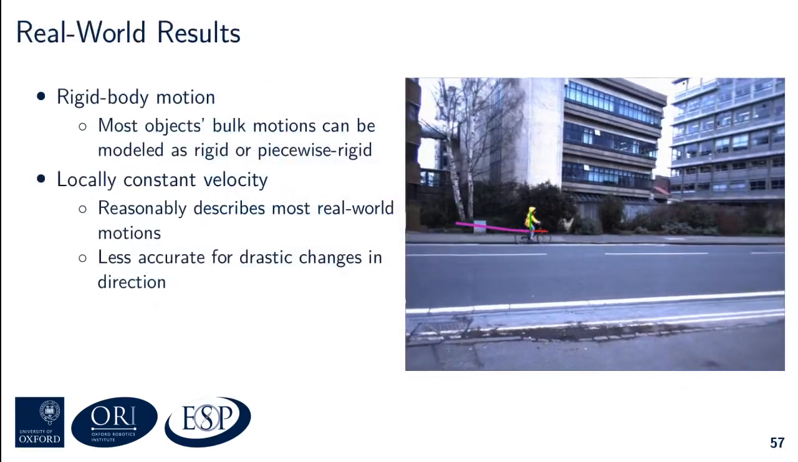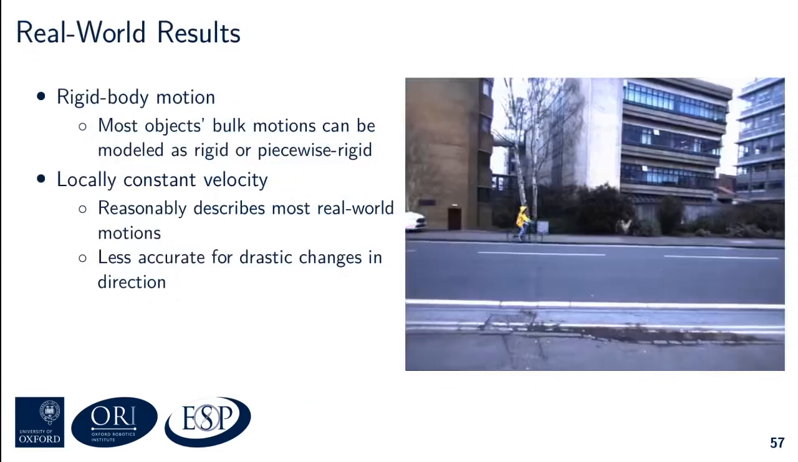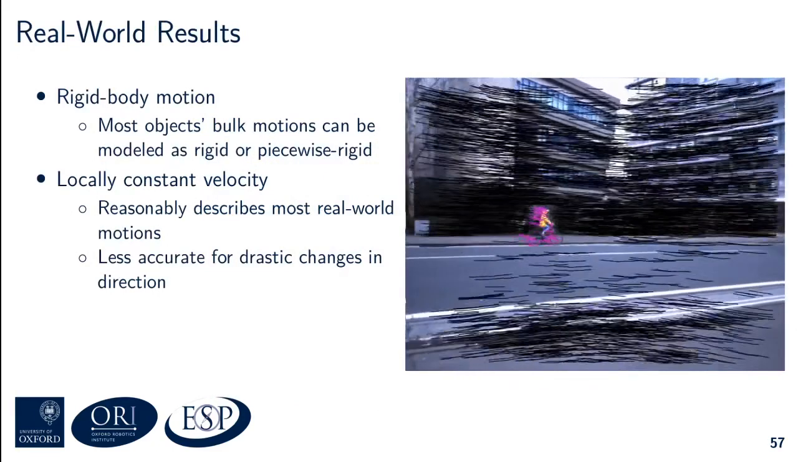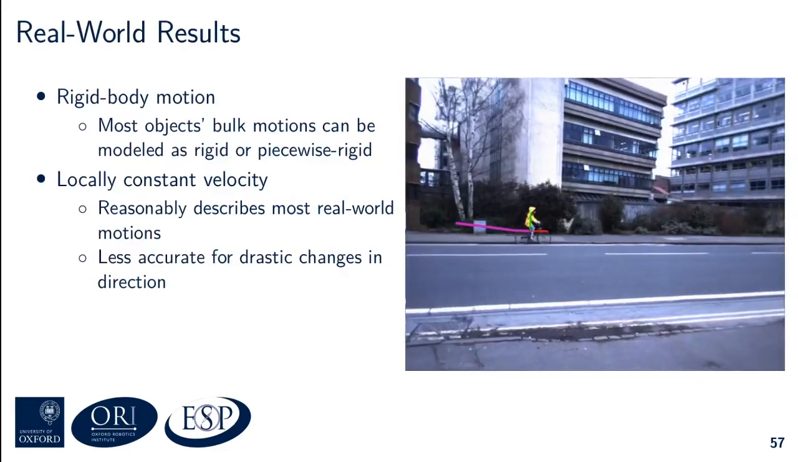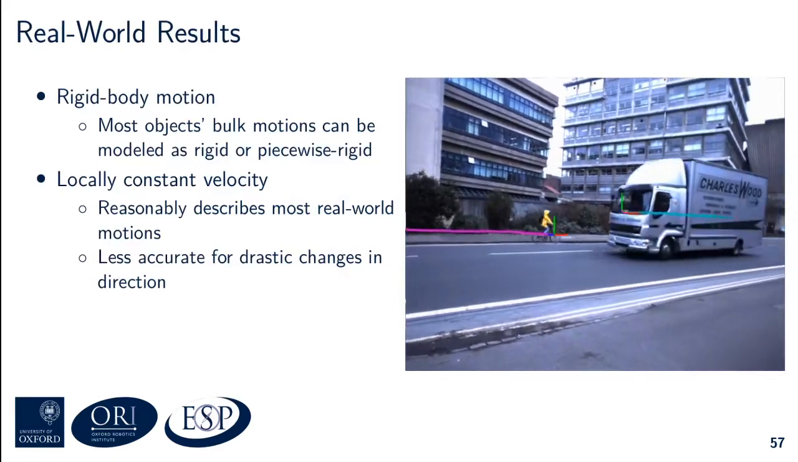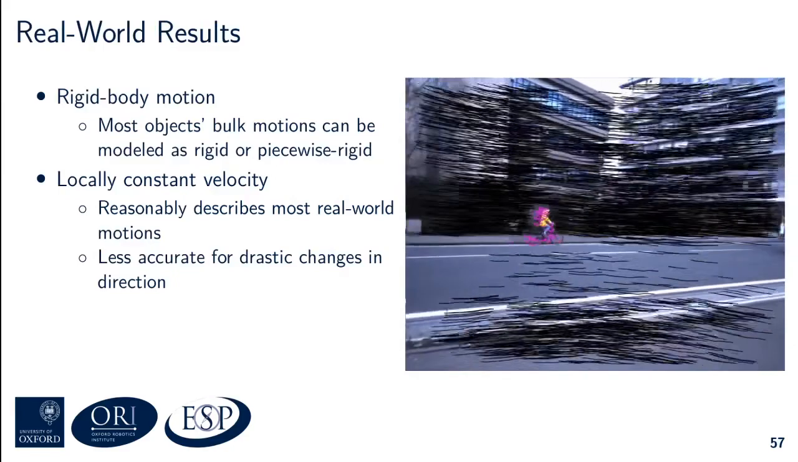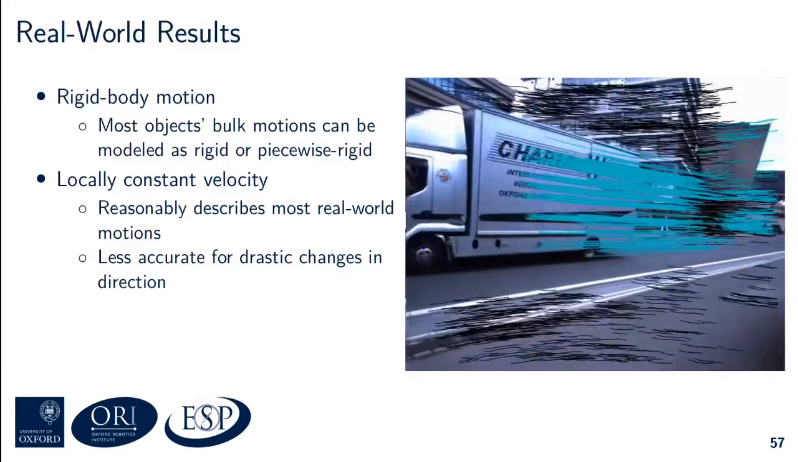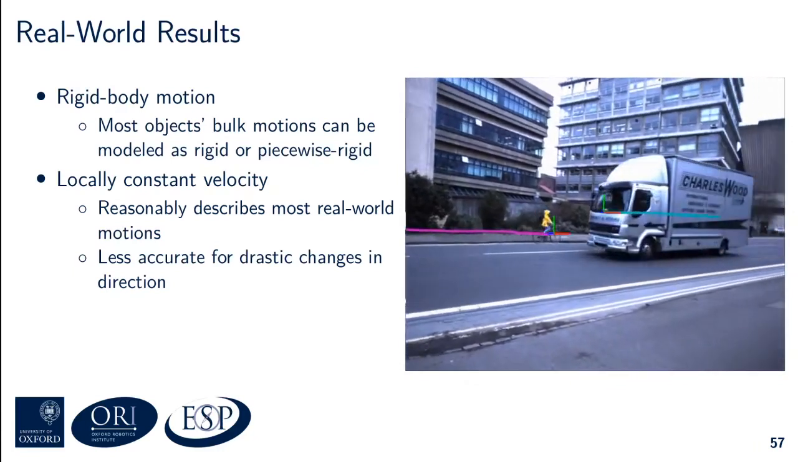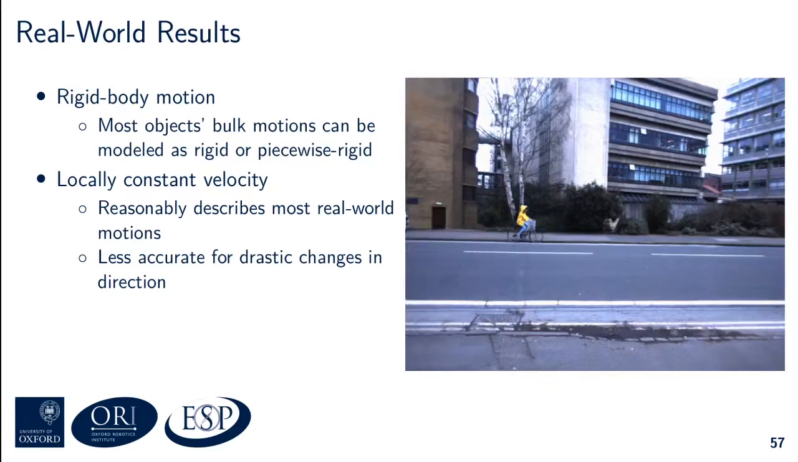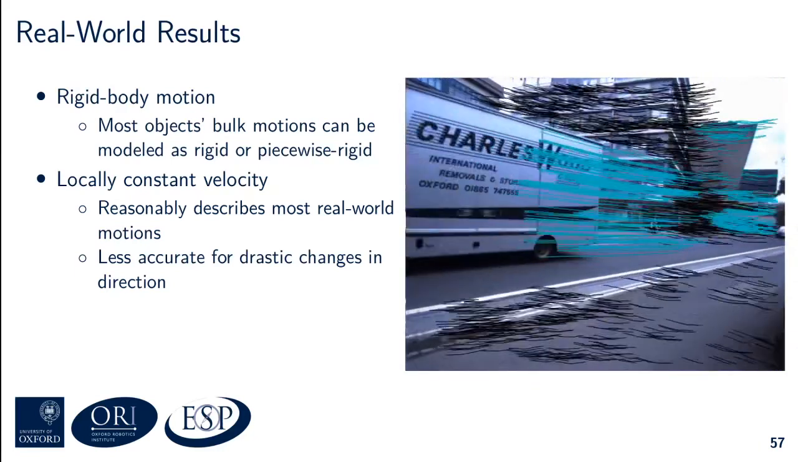The Occlusion-Robust MVO pipeline relies on two fundamental assumptions: that objects move rigidly and with locally constant velocity. While these assumptions don't exactly describe many objects and motions in the real world, in practice, they are good approximations for the vast majority encountered in mobile robotic applications. Many non-rigid or piecewise rigid objects, such as pedestrians or cyclists, have bulk motions that can be approximated as rigid. Similarly, the white noise Gaussian process model for acceleration means that objects with non-constant velocities can still be accurately modeled if they accelerate or change direction smoothly.